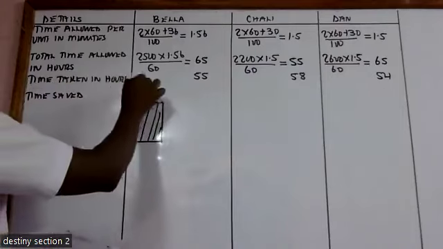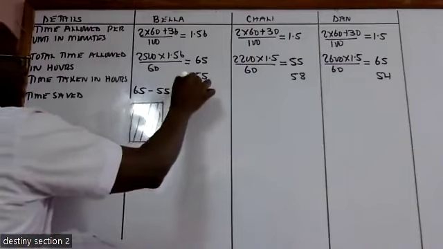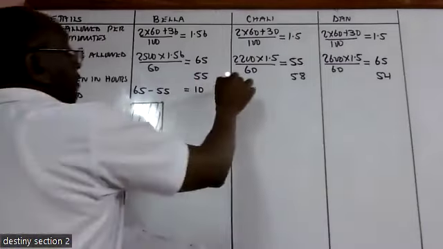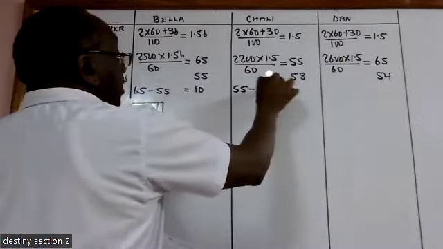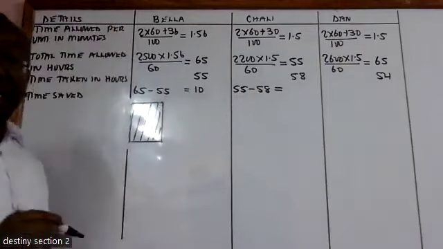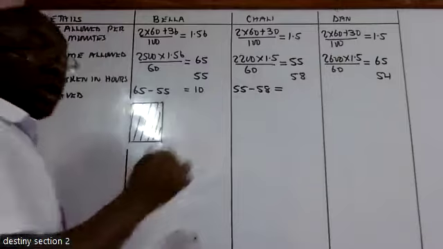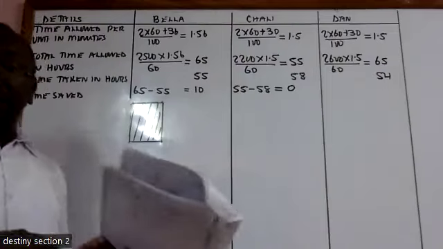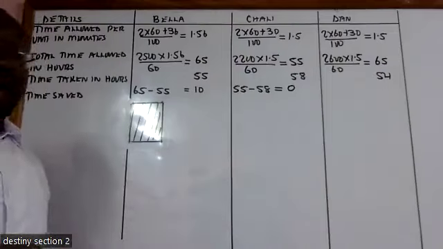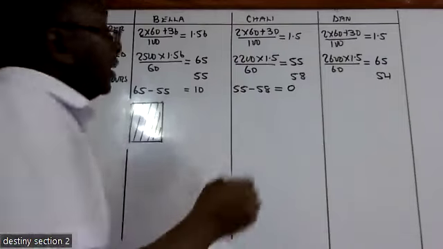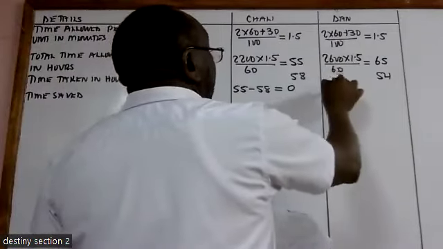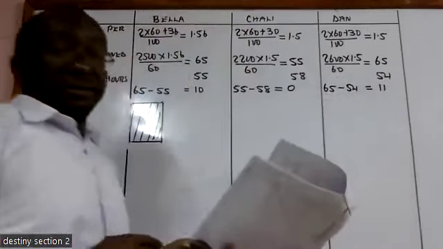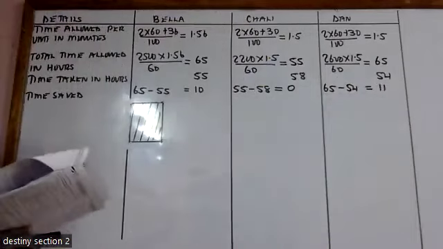This one is 65 minus 55. That would be 10. This one is 55 minus 58. You don't write negative. You write 0. If it is negative, you write 0. He did not save any time. He actually exceeded. This other one, it is 65 minus 54. He saved 11 hours.